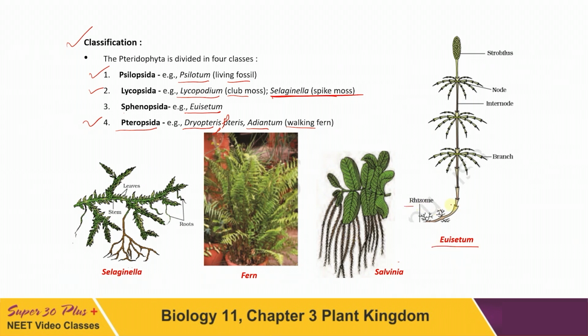This is the underground rhizome, from which the branches come out. These are the sporophylls, which make the strobilus, also known as the cone. And these are the nodes. At the node we have small leaves. These are the branches. If you see, this is one branch, this is one branch. On this branch we have these small sized leaves. This is microphyllous, is it?